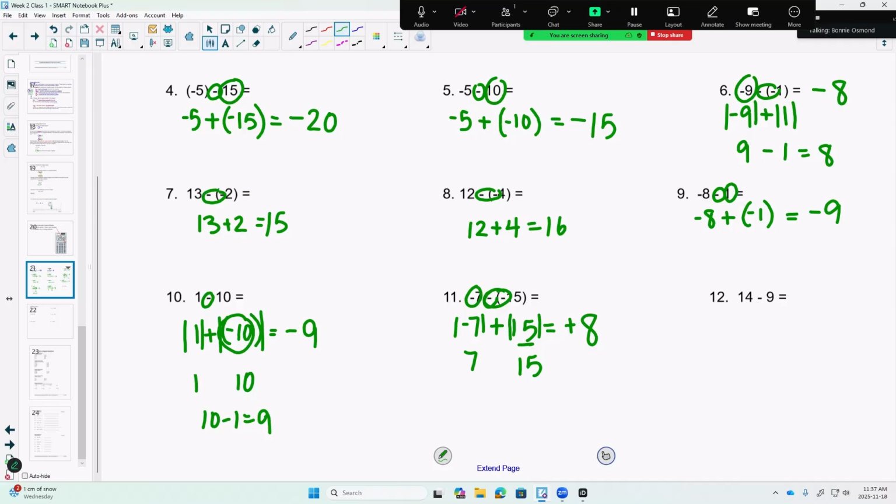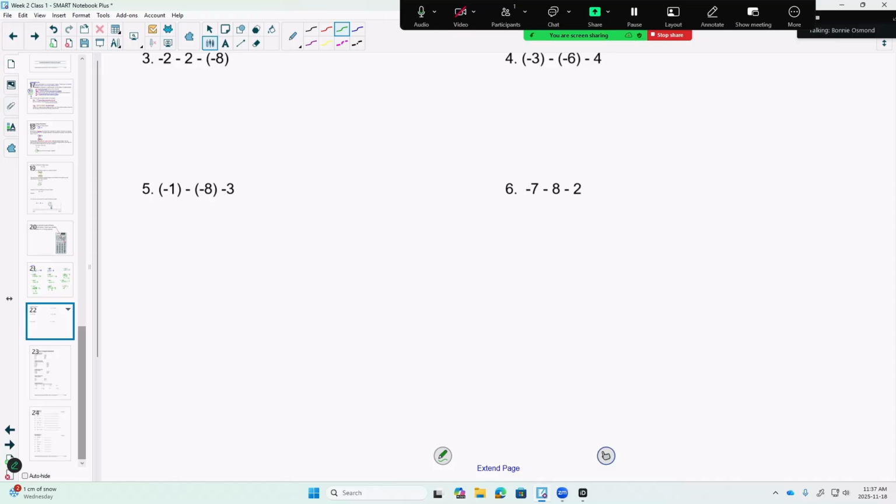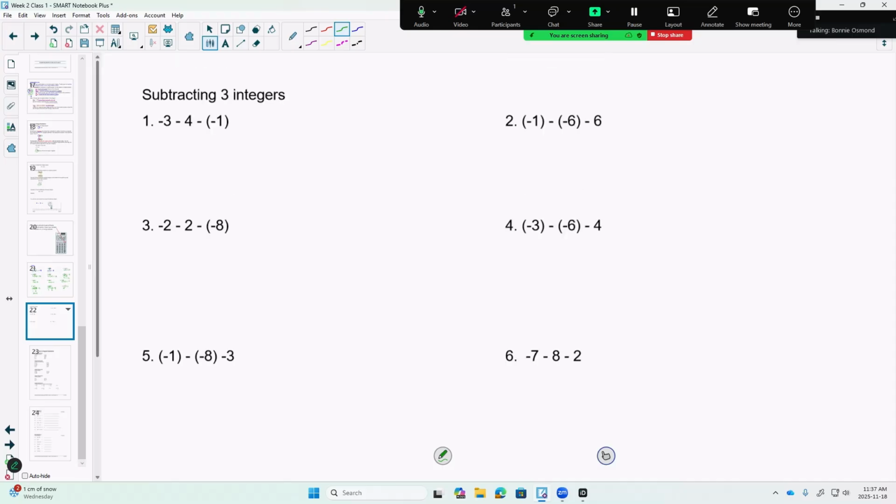Okay, 14 take away 9. 14 doesn't change. And this one is basic subtraction. You don't even really have to make any changes. Just do 14 take away 9. 5. Okay, so some of them are simple. Just look at them. Think about what you're doing, but just don't make it any harder than it is.